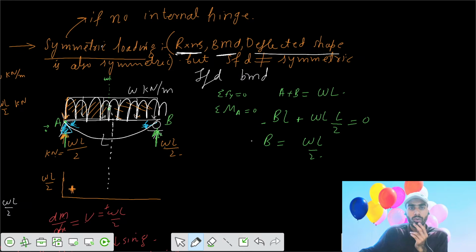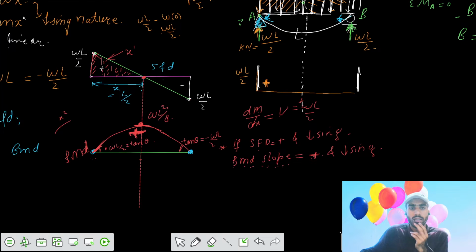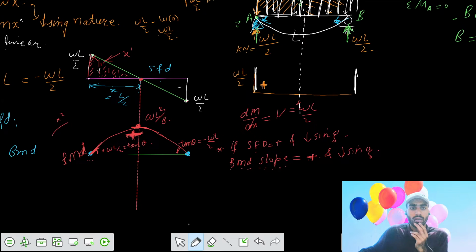Now, if you want to look at the values of reactions, we got the reaction here as WL by 2. Here also a reaction of WL by 2. So it's symmetric. Then we got the bending moment diagram value of WL square by 8. So this is also symmetric about the mid part. But the shear force diagram is not a mirror image. One is upwards, the next one is downwards.